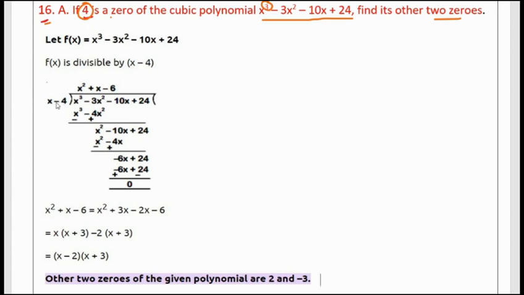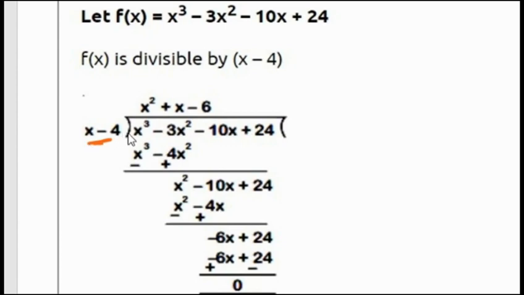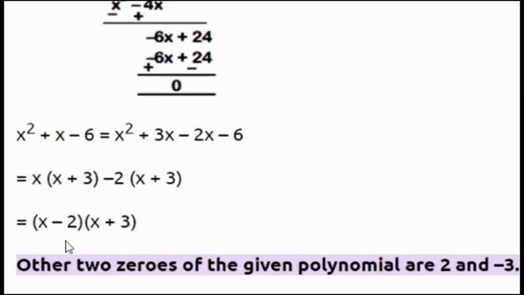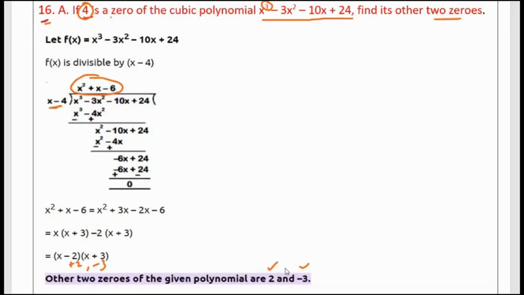As 4 is a zero, x minus 4 will be the divisor, and x cube minus 3x square minus 10x plus 24 is the dividend. So use the division process. We will get x square plus x minus 6 as a quotient, and factorizing that we will get zeros as plus 2 and minus 3. So plus 2 and minus 3 are two zeros of the given cubic polynomial.